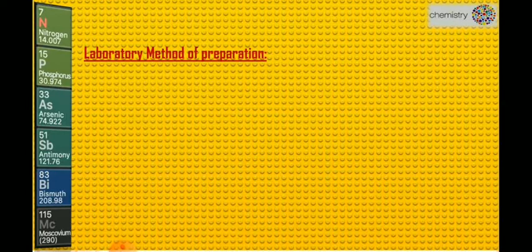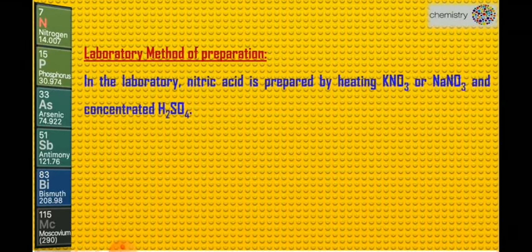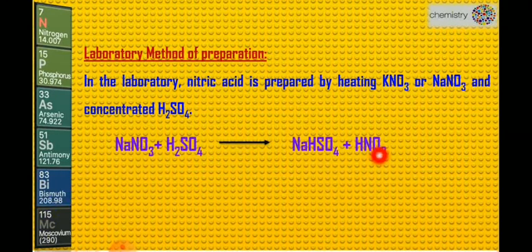In the laboratory, on a small scale, nitric acid is prepared by heating KNO3, potassium nitrate, or NaNO3, sodium nitrate, with concentrated sulfuric acid. It's a very simple reaction. For example, sodium nitrate on treatment with H2SO4, sulfuric acid, gives sodium hydrogen sulfate along with the formation of nitric acid. Okay, that's the laboratory method of preparation.